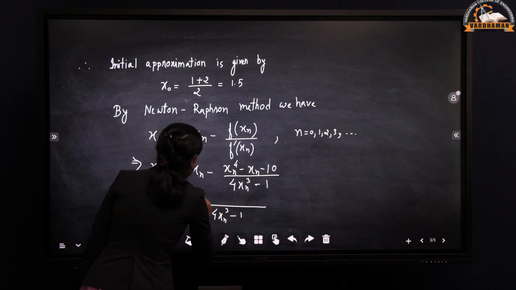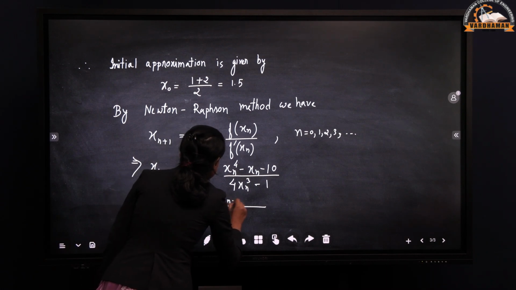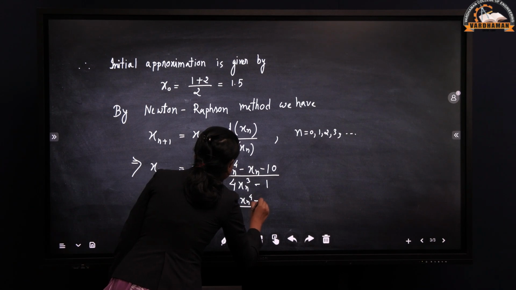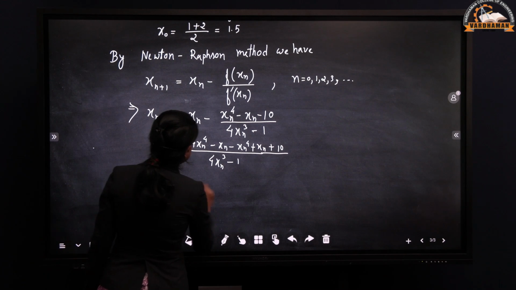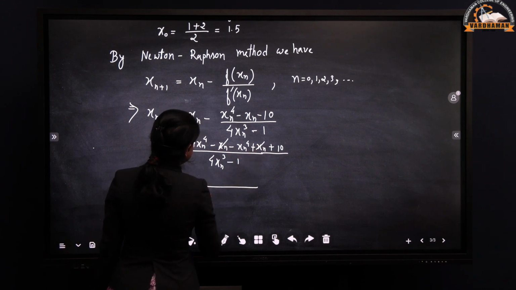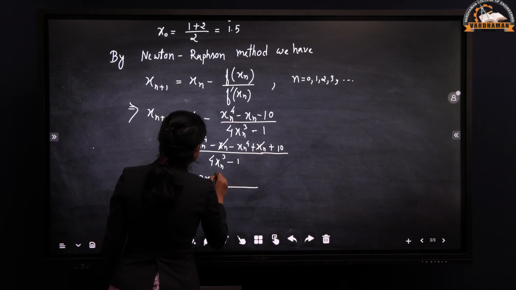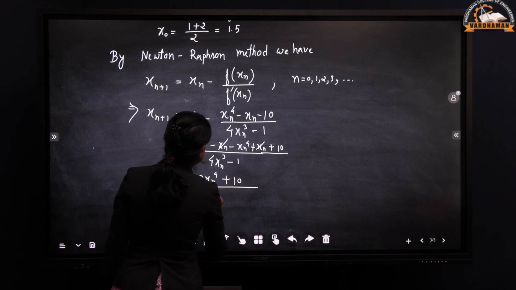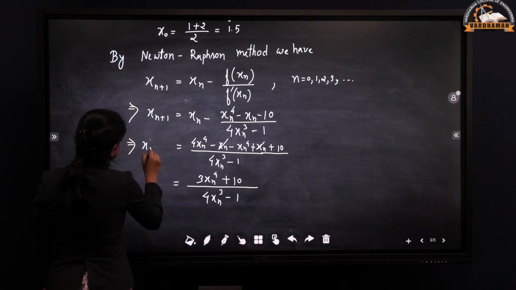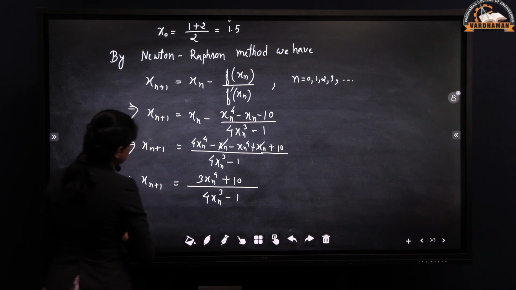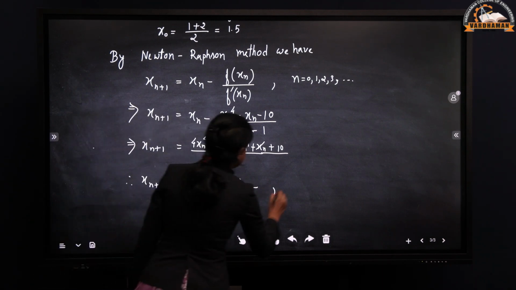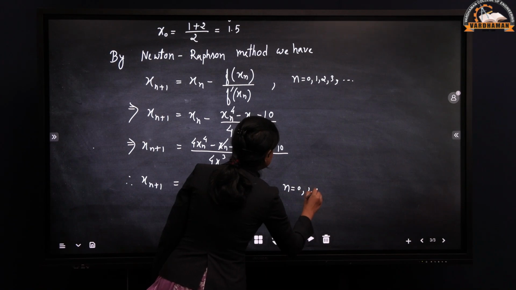So it will be 4xn^4 minus xn^4 plus xn plus 10. Okay, so xn will be cancelled out. 3xn^4 plus 10 by 4xn^3 minus 1. So this side it is xn+1. Therefore, xn+1 is given by this. And here n equals 0, 1, 2, 3.